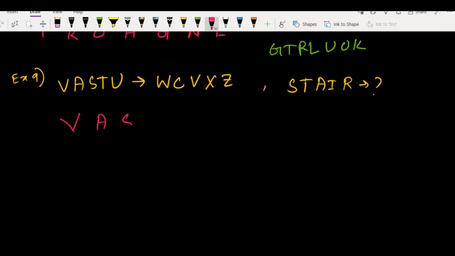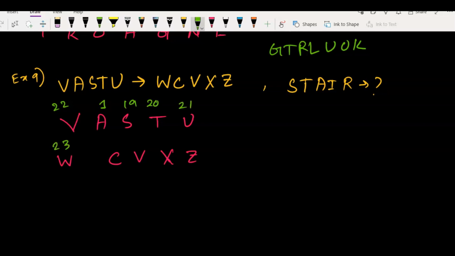Here VASTU goes to WCVXZ. So write the positions: 22, 1, 19, 20, 21, and this is 23, this is 3, then this is 22, this is 24, and this is 26. So we see here we have plus 1, then plus 2, then plus 3, plus 4, and plus 5. So this is the pattern.